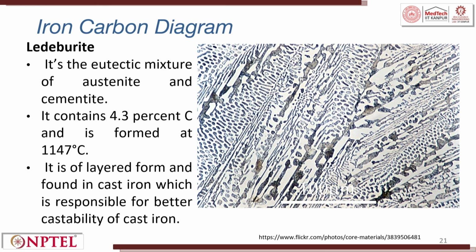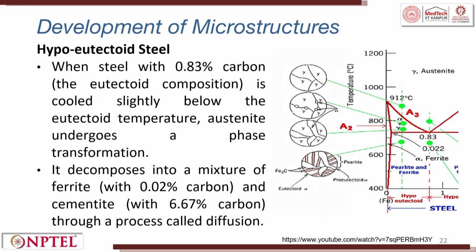This is ledeburite. It is the eutectic mixture of austenite and cementite. At around 4.3% of carbon, it is formed at 1147 degrees. It is of layered form and found in cast iron, which is responsible for better castability in cast irons. In these, the black areas are all carbon, which is used for lubrication.